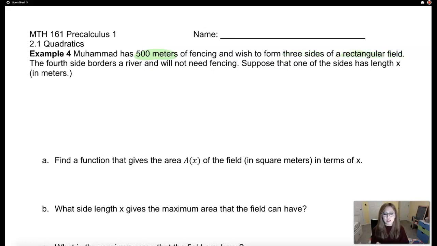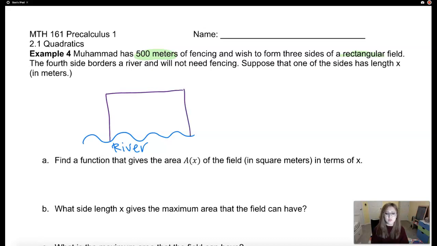So I'm going to draw a rectangle, but let's talk about that 4th side real quick. The 4th side borders a river. So there's the river, the water flowing right there. He's thinking he doesn't really need to fence that side unless his animals know how to escape by swimming. So that's his fence, and then there's his river, flowing, flowing, flowing. Suppose that one of the sides has length x in meters.